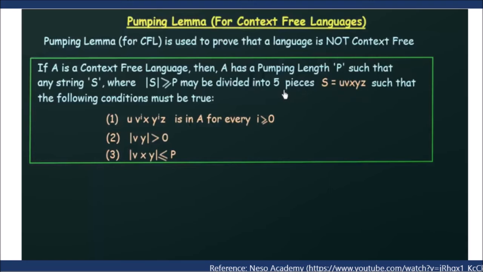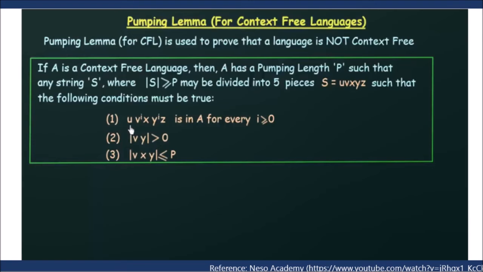If you remember, when we studied the pumping lemma for regular languages, we divided the string into 3 pieces. But in this pumping lemma for context-free languages, we will divide the string into 5 pieces, U, V, X, Y, and Z, such that the following conditions must be true. So if you divide it into 5 pieces like this, these 3 conditions must be true.